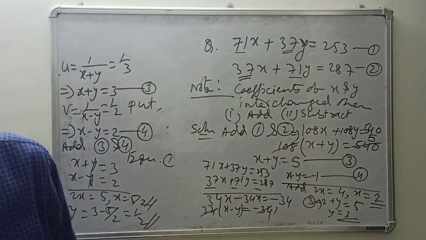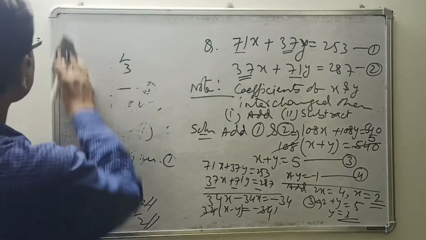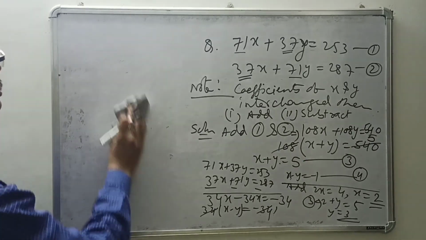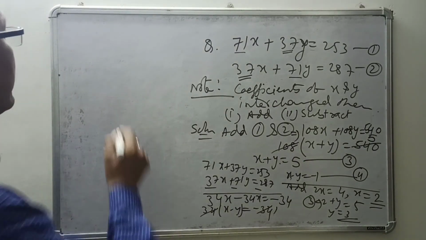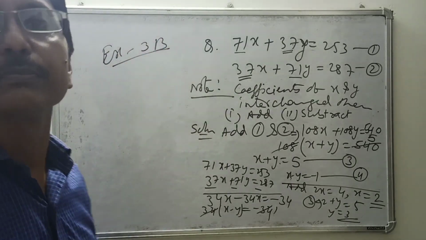So in this way, we have discussed the whole exercise and all the types of questions. You can complete that exercise by the elimination method. That is exercise 3b. Exercise 3b of your book will be completed by this method.